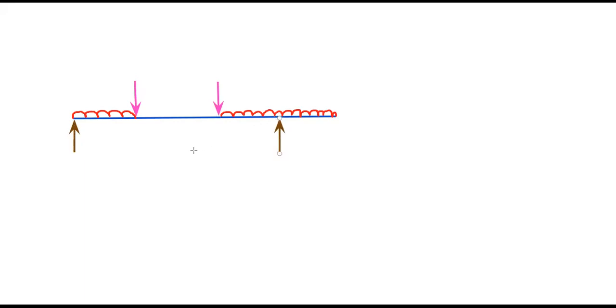A beam is said to be overhanging if the portion of the beam hanging outside the support is called an overhanging beam. The intensities of these loads are: here it is 3 kilonewton, this is 4 kilonewton, this point load is 4 kilonewton, and the intensity of this UDL is 2 kilonewton per meter.